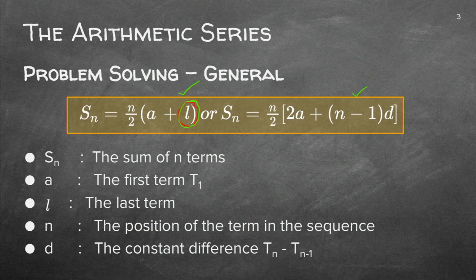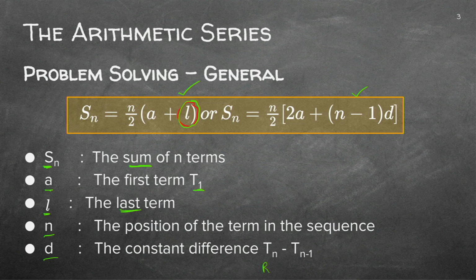Just make very sure that you understand the terminology. The S stands for the sum of the terms, if I add up all the different terms. The A as normally is the term 1. It's your very first term. L is your last term. Very easy to see, L and L. N is the position, the third, fourth, second. The minute you can say something like that, you know it's a little n we're working with. And D is your constant difference.